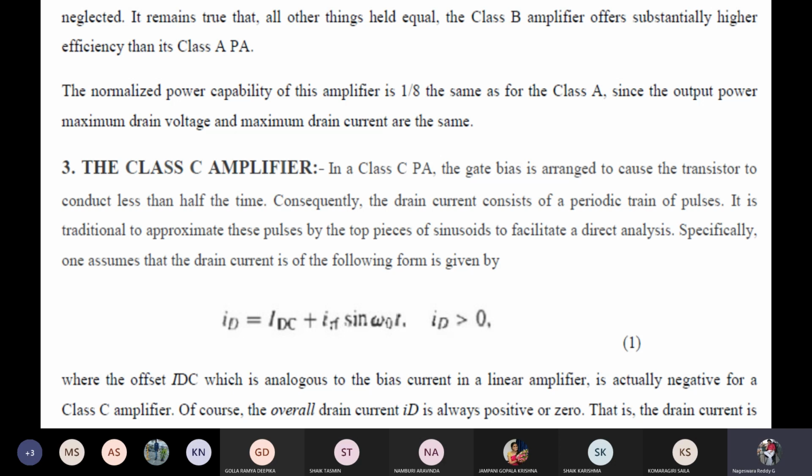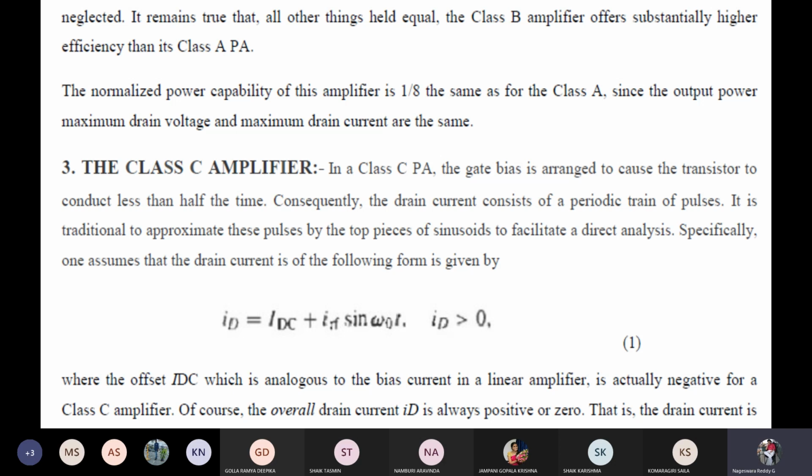So the efficiency of class C power amplifier is 80% or more. The linearity of the class C power amplifier is poor, same as that of the class B amplifier. So the linearity of the class C amplifier is very low. Distortion is more. So the class C power amplifier is used in what? We use it in RF power applications. This is about the class C amplifier.